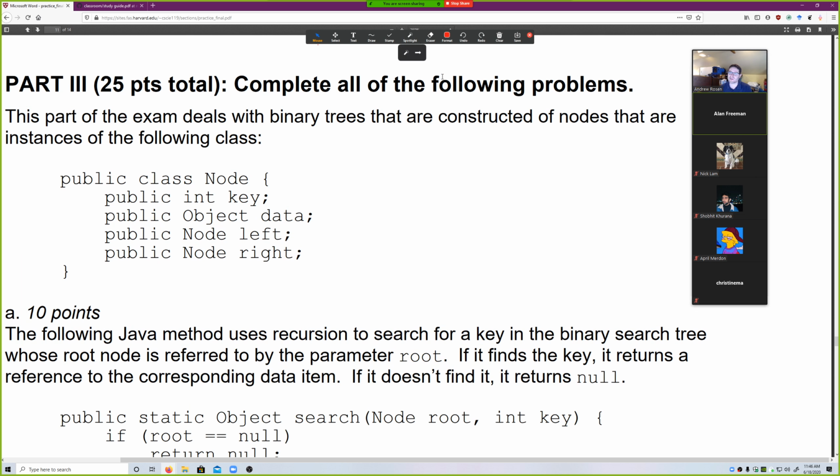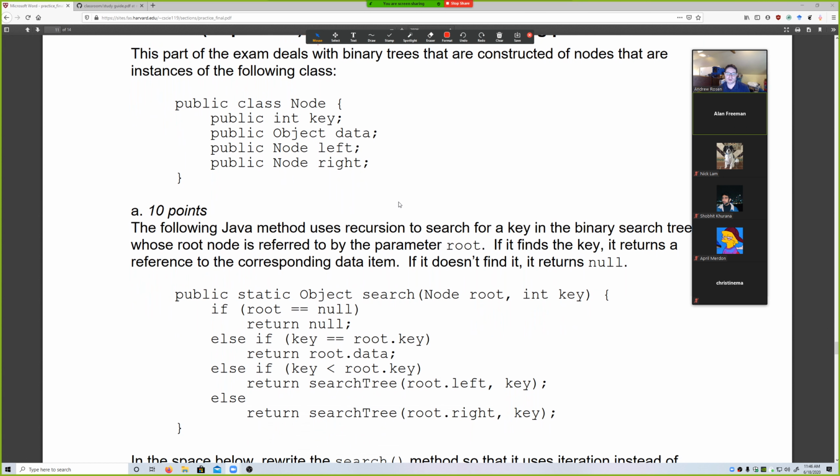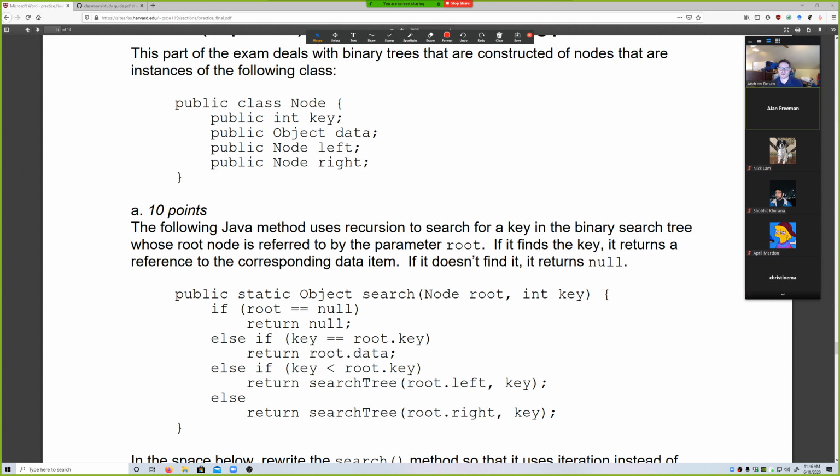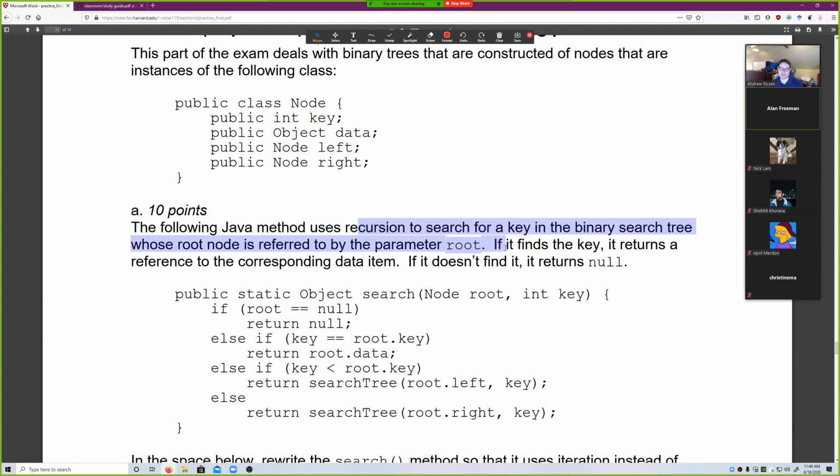All right, complete enough. So let's take a look at this problem. This part of the exam deals with binary trees. Here's the Java search method that uses recursion to search for a key in a binary search tree whose root node is referred to as root, right? Here's the root. We're looking for the item, right? So rewrite the search method so that it uses iteration rather than recursion, it's saying. Easy enough to do.